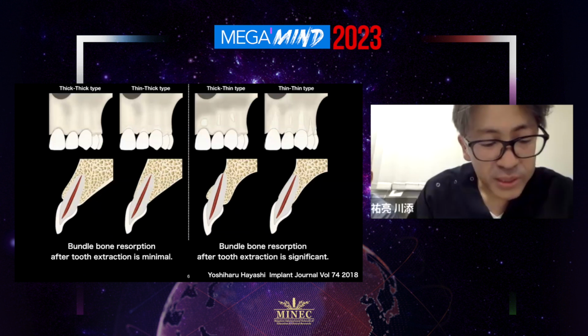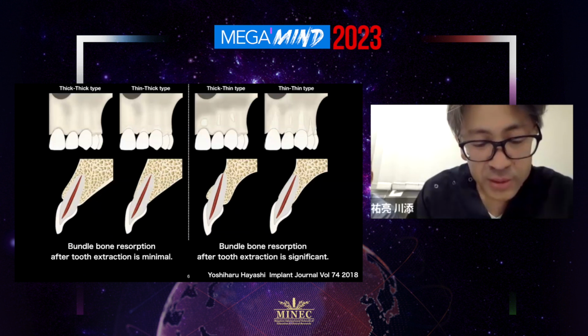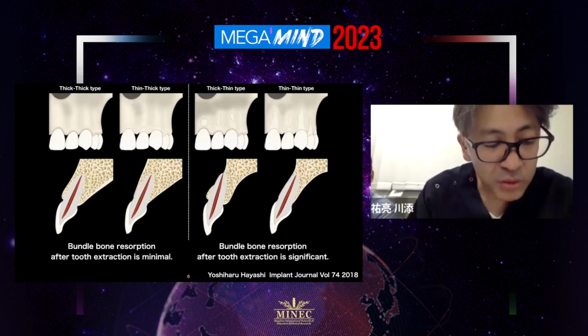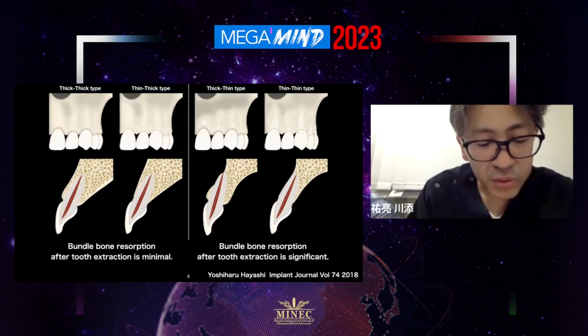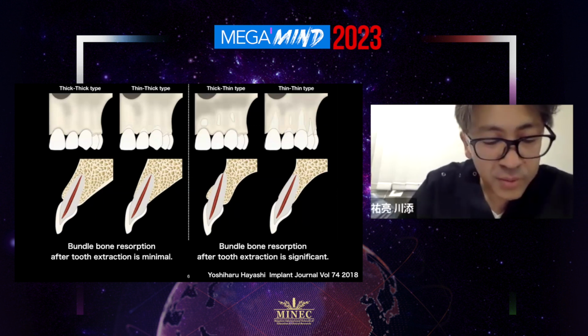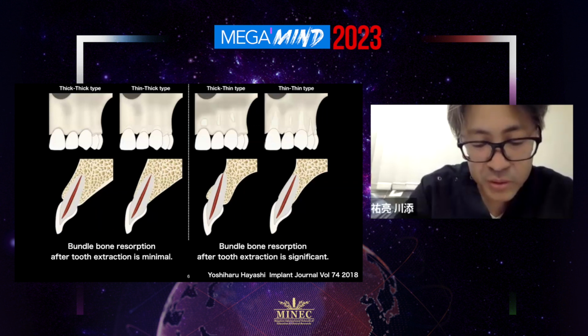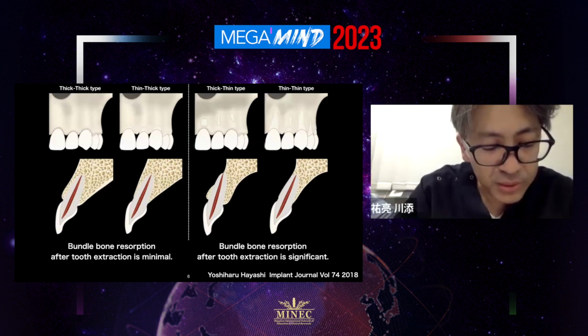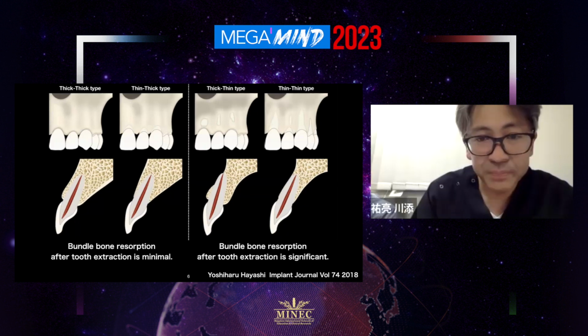Then Dr. Hayashi classified 4 patterns of post-extraction bone resorption according to the thickness of the alveolar bone. As shown in the figure, bone resorption after tooth extraction is minimal in the 2 cases on the left. On the other hand, the 2 cases on the right are expected to have significant bone resorption after extraction.